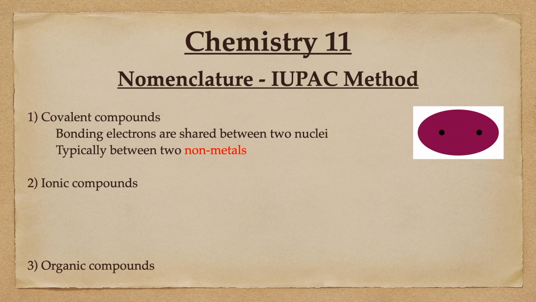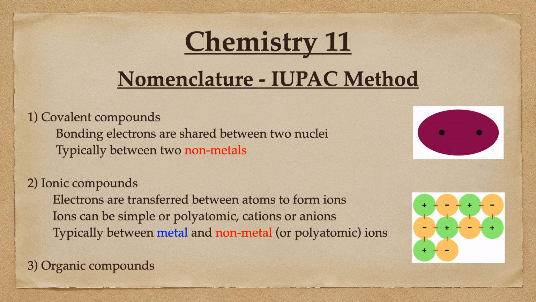The second kind of bonding is called ionic bonding. In this case, electrons are transferred between atoms and form ions. The metal loses an electron or two or three. That electron is transferred to the nonmetal, and so the metal forms a positive ion, the nonmetal forms a negative ion, and then those positive and negative ions are electrostatically attracted.